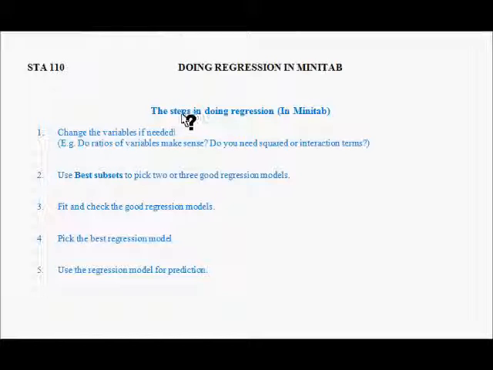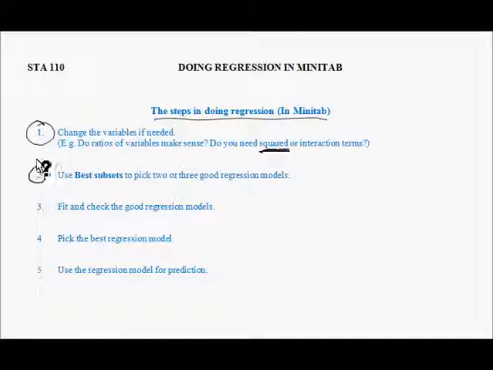Okay, so steps in doing regression in Minitab, which would be similar to steps in other programs too. First thing I'm going to do: change the variables if needed. So if you know that ratio variables make sense or squared terms make sense, create those terms. You need to create those. And actually, square terms you can look for without knowing whether they make sense or not. The other ones, with ratios, you kind of have to know whether they make sense or not.